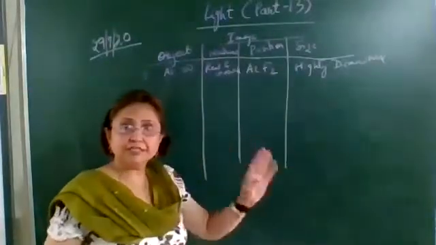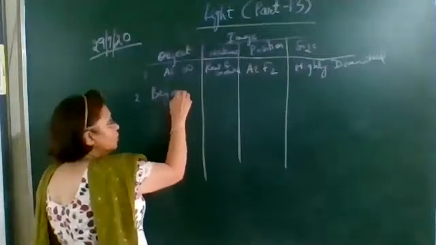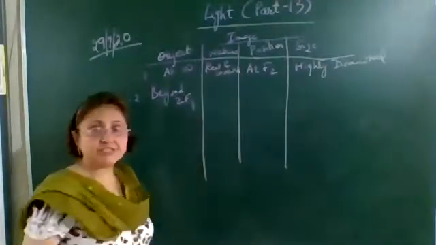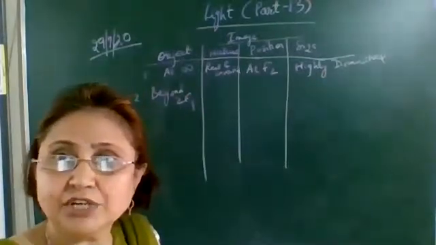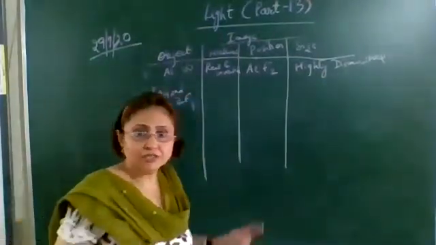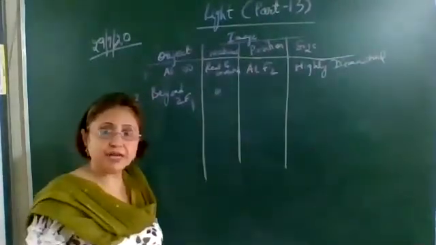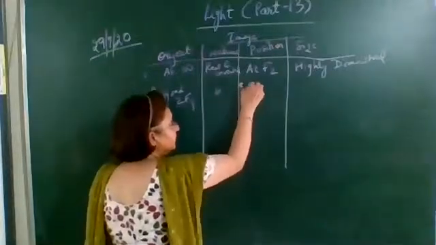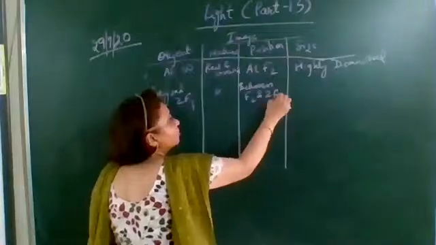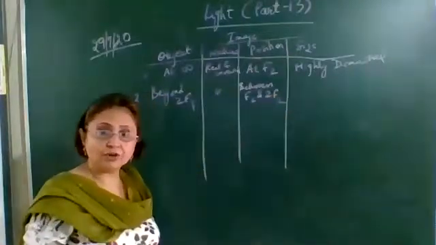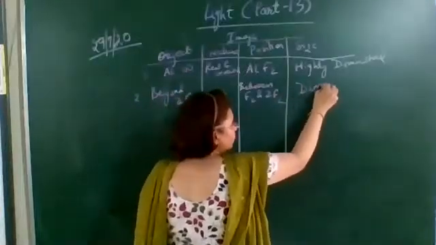Then bringing the object closer towards the lens, the next position is beyond 2f1. Placing the object beyond 2f1, we see that the image formed is real and inverted. At most of the positions, the image formed by a convex lens is real and inverted. And where is it formed? Between f2 and 2f2. The size is smaller than the object, so we say that it is a diminished image.